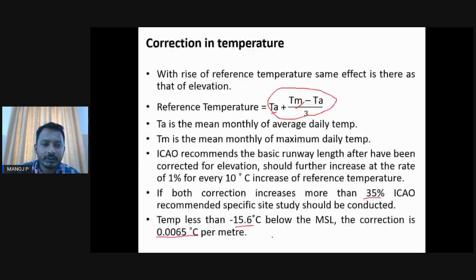Okay, if they ask you a simple single digit single marks question, how many percentage should be increased for every 10-degree increase in the reference temperature, then you can say 1%. What is the equation for calculating the reference temperature when TA is given, average daily temperature, and maximum daily temperature is given? Then this can be done.